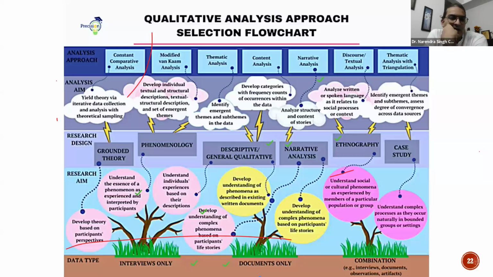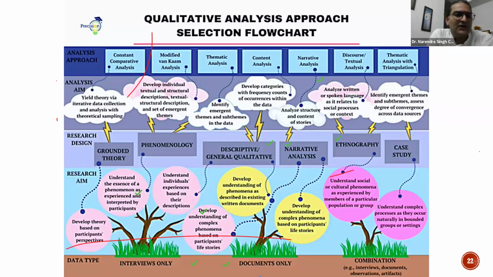Now see, data type, interviews. I want to develop theories based on participants' perspective. So my research aim is that, so I will use grounded theory. Research design will be grounded theory. What is the analysis aim? Yield theory by iterative data collection analyzed with theoretical sampling. Theoretical sampling is all about that, okay, this is largely used in grounded theory.